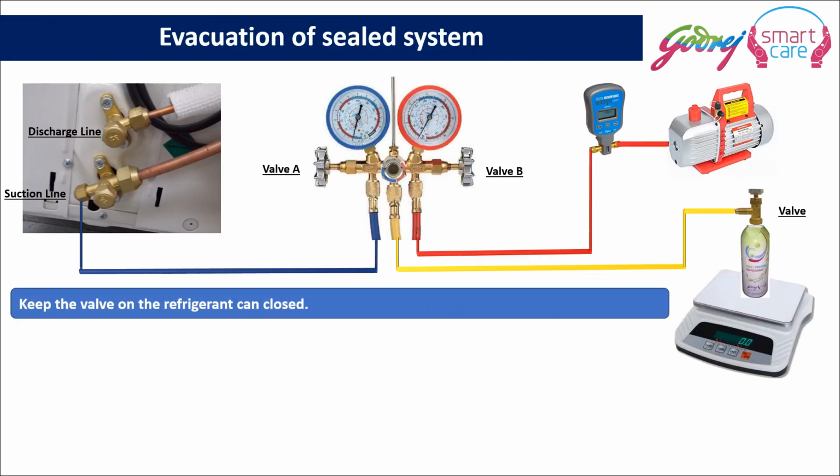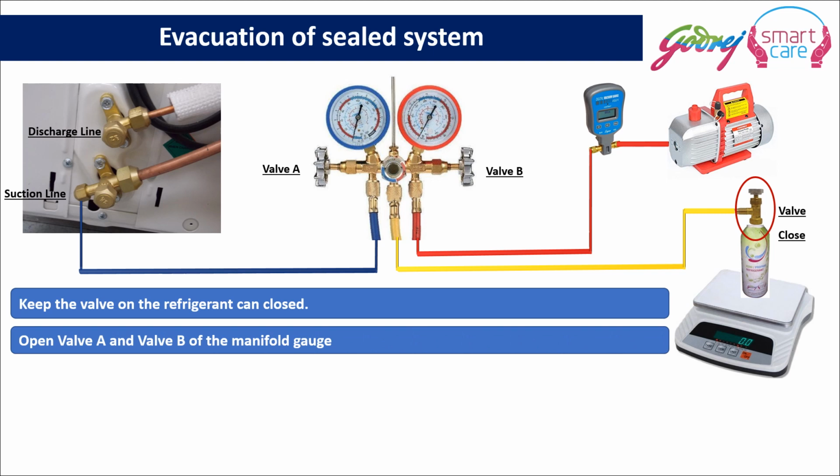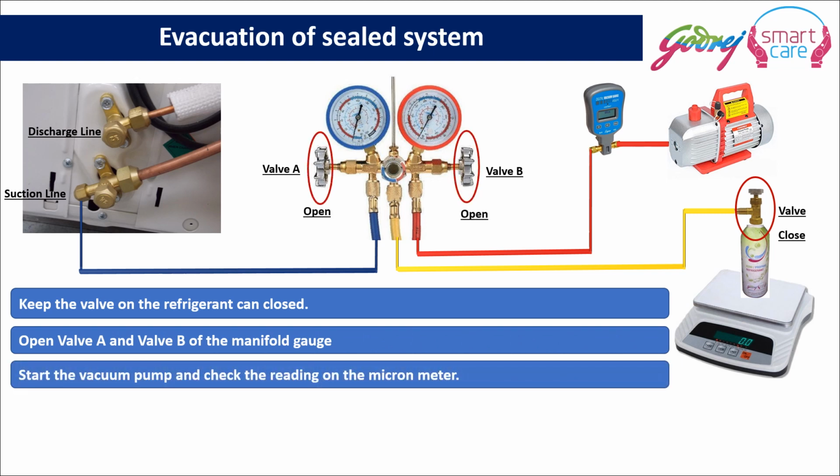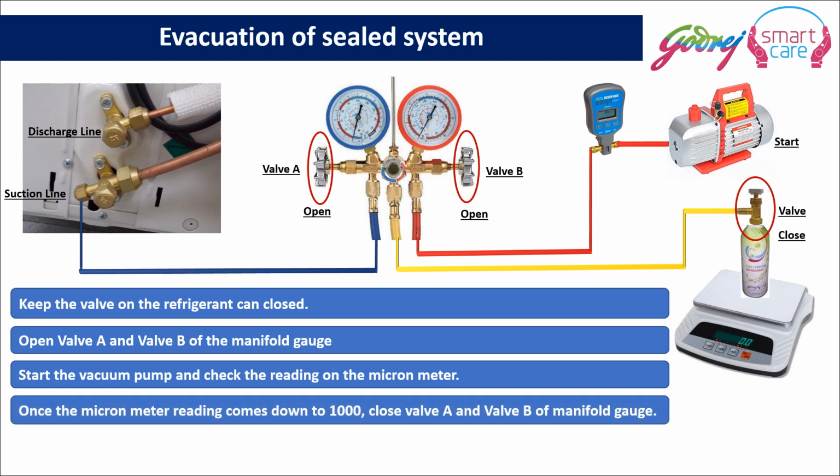Keep the valve on the refrigerant closed. Open valve A and valve B of the manifold gauge. Start the vacuum pump and check the reading on the micrometer. Once the micrometer reading comes down to 1000, close valve A and valve B of the manifold gauge.